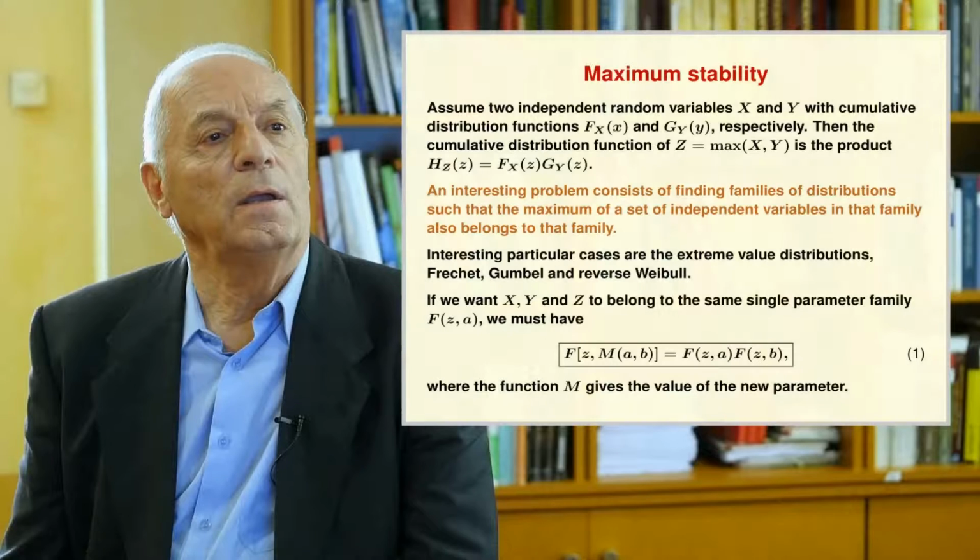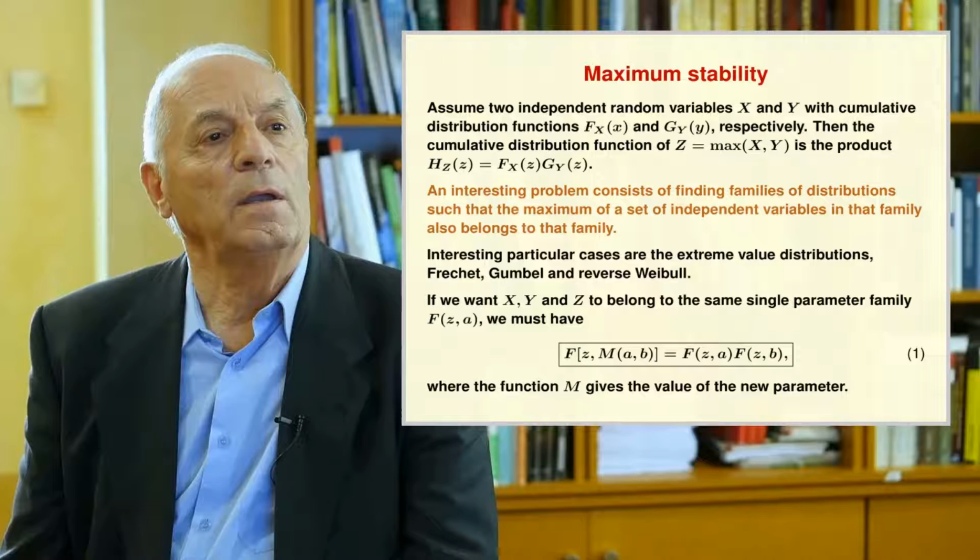Assume two independent random variables x and y with cumulative distribution functions f and g respectively. Then the cumulative distribution function of c, the maximum of x and y, is the product of the distribution functions f and g. An interesting problem consists of finding families of distributions such that the maximum of a set of independent variables in that family also belongs to that family. Interesting particular cases are the extreme value families of distributions, Frechet, Gumbel, and reverse Weibull.